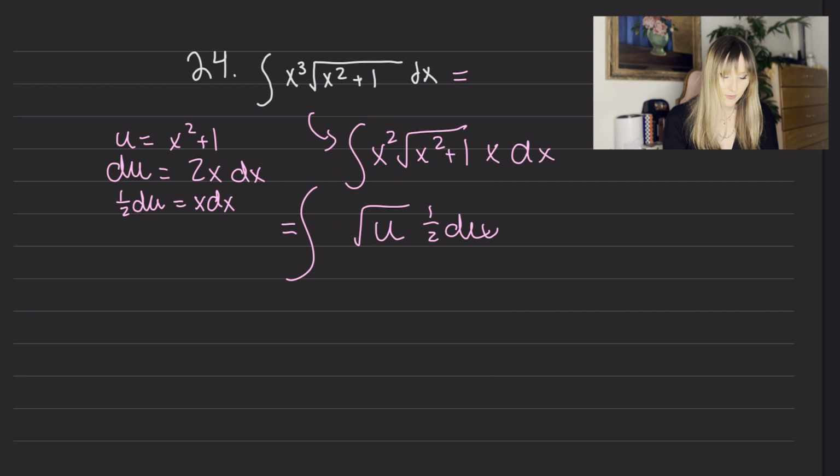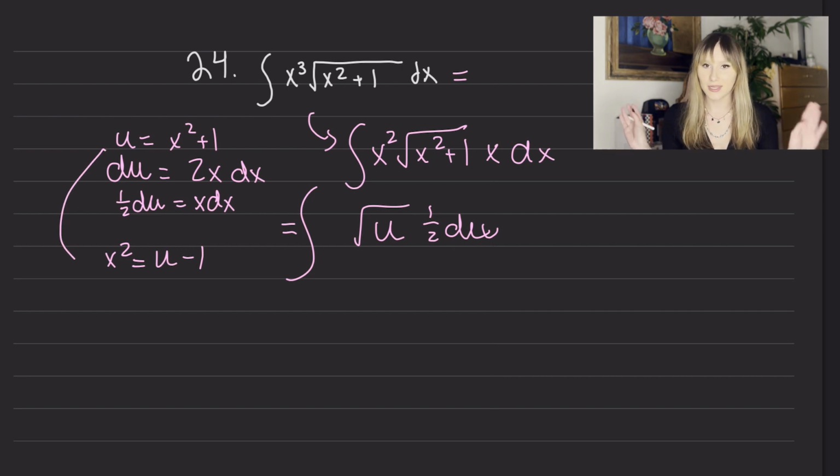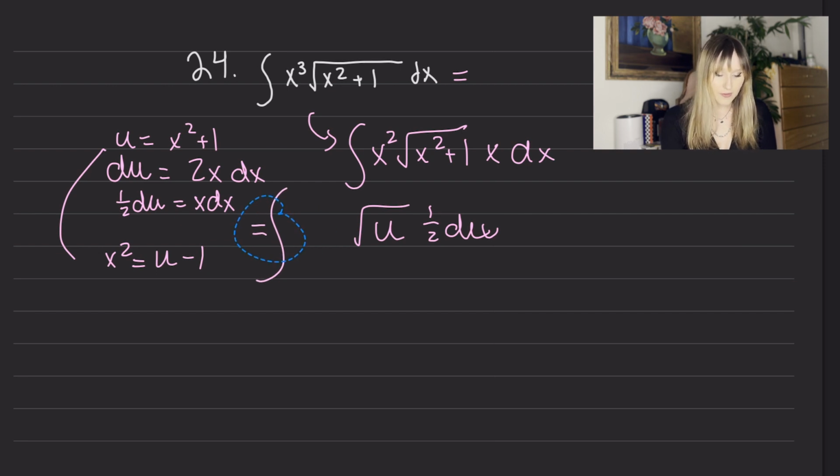And what are we going to do? We're going to rearrange this equation. So let's do it, okay? x squared is u minus 1, just from simple algebra in our u equation, okay? So I'm going to move this a little bit out so I can fit that one in. So u minus 1 is going to be right here.